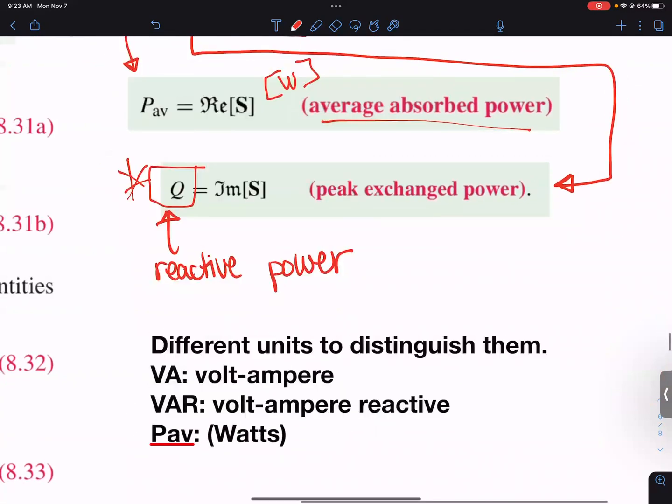And we have now this peak exchange power, which is the complex portion of it, is going to be the imaginary part of this complex power. And its units are called VAR. Again, it is watts, but to differentiate and distinguish it, we now have this new term, volt ampere reactive. That is just to differentiate it that it's in the imaginary side of this, okay? So some new terminology.